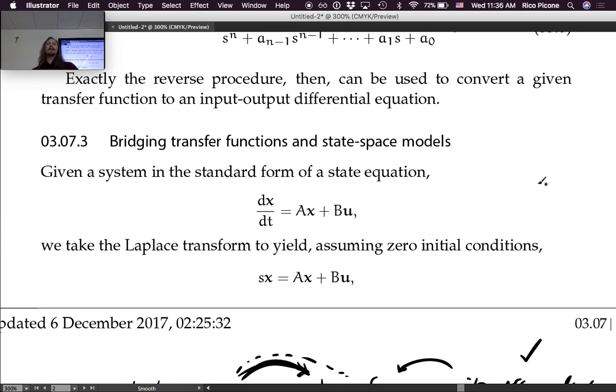Given a system in the standard form of a state equation, which is dx/dt equals Ax plus Bu, our old friend, we take the Laplace transform. Oh, man, it's the best. Laplace transform. Oh, you're cool. Okay, so we will take the Laplace transform to yield, assuming zero initial conditions again. Remember, we're going to assume zero initial conditions. We'll justify that more later.